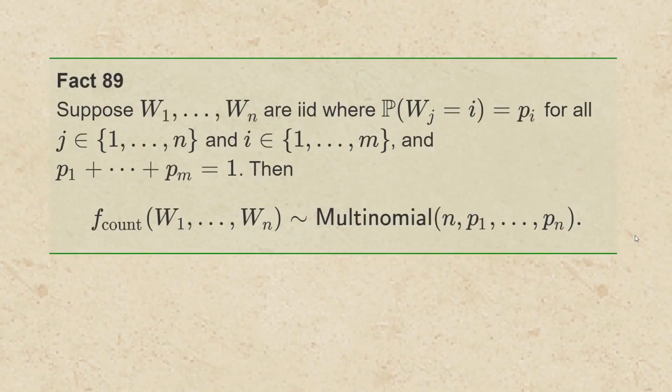Suppose that w sub 1 up through w sub n are IID, where the probability that w sub j equals i equals p sub i for all j from 1 up through n and i from 1 up through m, and the probability of equaling 1 summed through the probability of equaling m equals 1. Then f sub count applied to our random experiment w sub 1 up through w sub n will have a multinomial distribution with parameters n and p sub 1 up through p sub m.